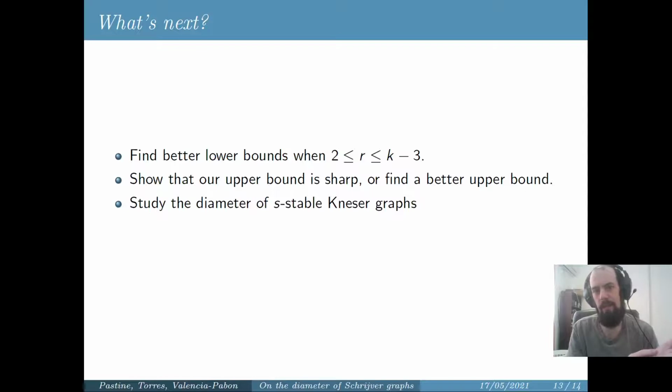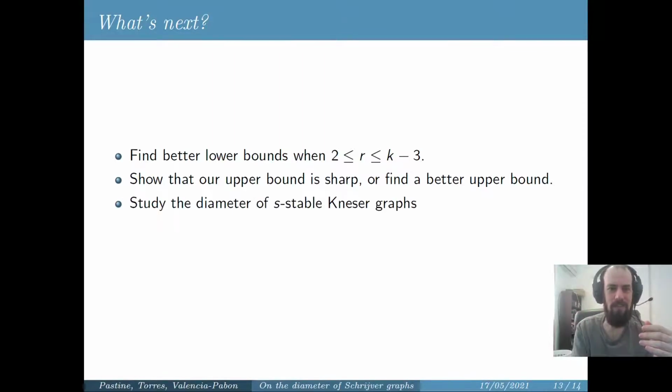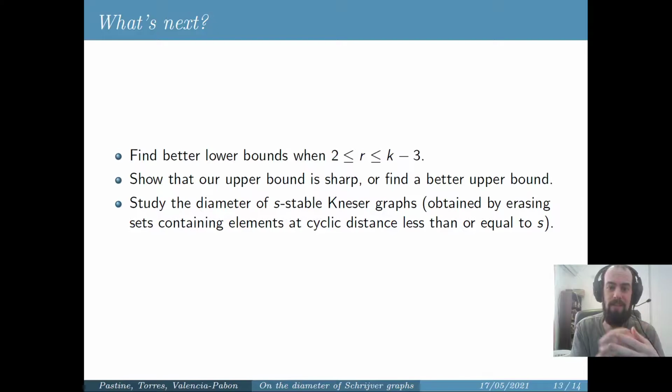And then the last thing, after finishing this, is that we want to actually find the actual diameter of those graphs. The next thing will be to study the diameter of S-stable Kneser graphs, which are obtained by, instead of deleting vertices that have consecutive elements, deleting vertices that have elements at cyclic distance less than or equal to S. Right, so those are some open problems to study, and that is all.